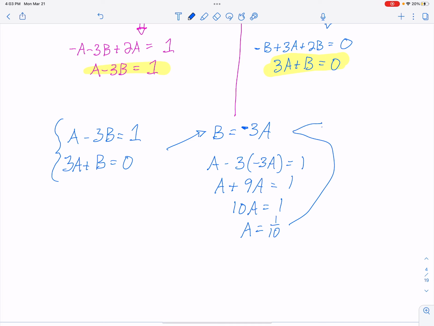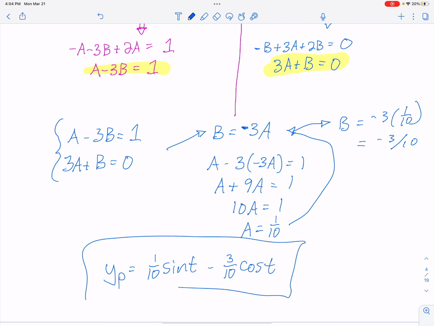Now I can use this, and I get b equals negative 3 times 1 over 10, which tells us that's negative 3/10. So we have a particular solution now. A is 1/10, so it's 1/10 sine of t minus 3/10 cosine of t. So again, you just identify what's there. Once you identify what is there, you just line things up, come up with two equations, and solve that system. Good old algebra coming back at us.